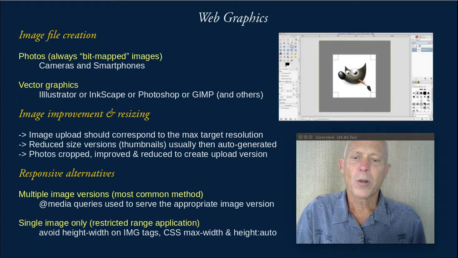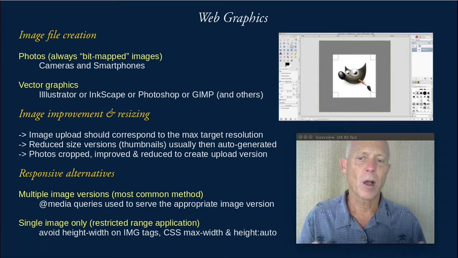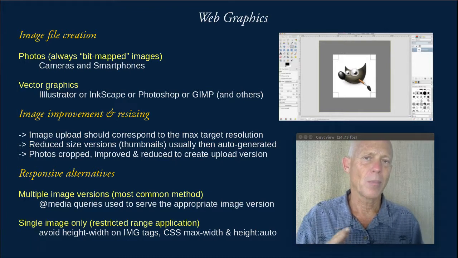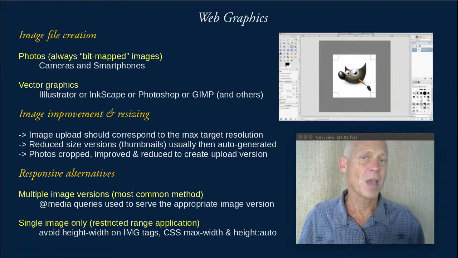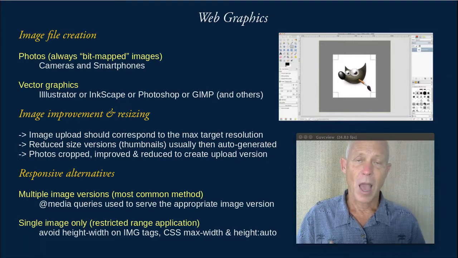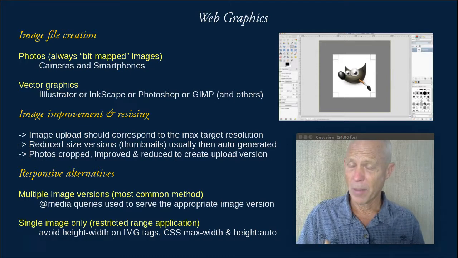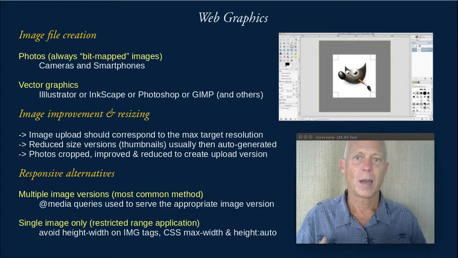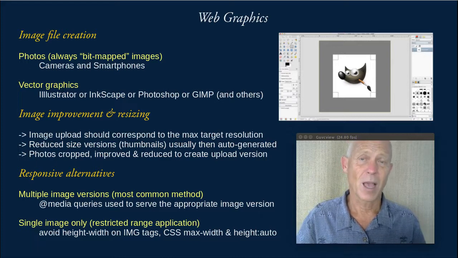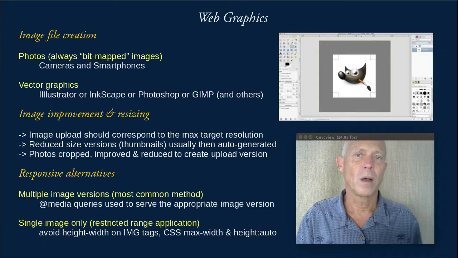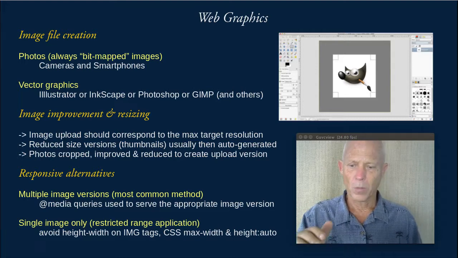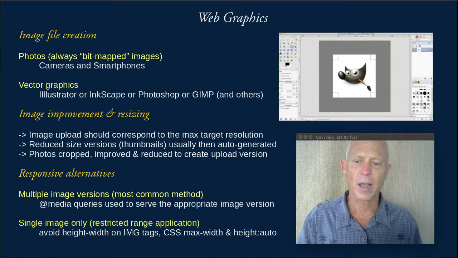So photos are always bitmapped images, and they're always going to be JPEGs on a website. Vector graphics are created with programs like Illustrator, Inkscape, Photoshop, GIMP, and others. And then those might be PNGs or SVGs. However, sometimes we'll save them as a JPEG, again, because we get a substantially smaller file size than a PNG and no appreciable or no noticeable quality loss. Okay, so that middle section of the slide we've already kind of covered.